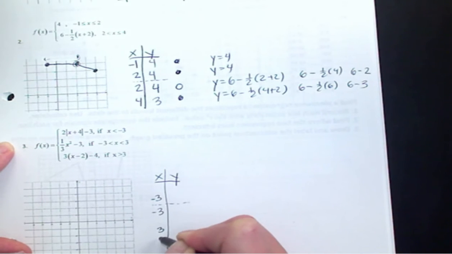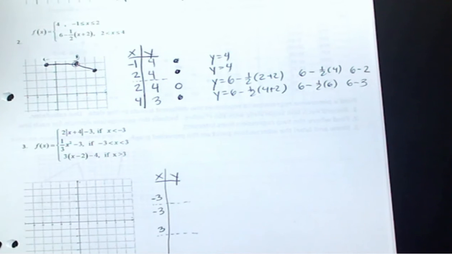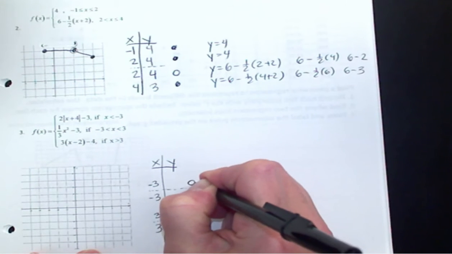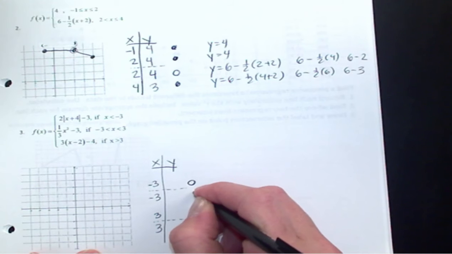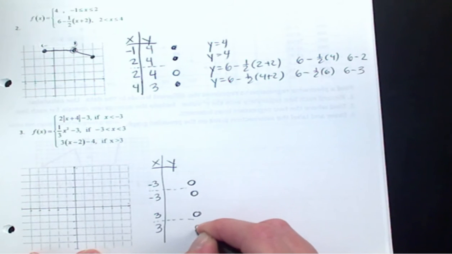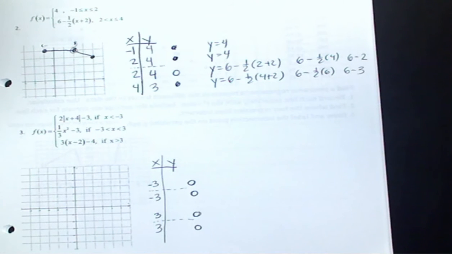Right, I'm leaving a little bit of space just in case I feel like I need more points to plot that. Open, open, open. Oh, all my endpoints are open because they're not included anywhere. Okay, see what you can do.